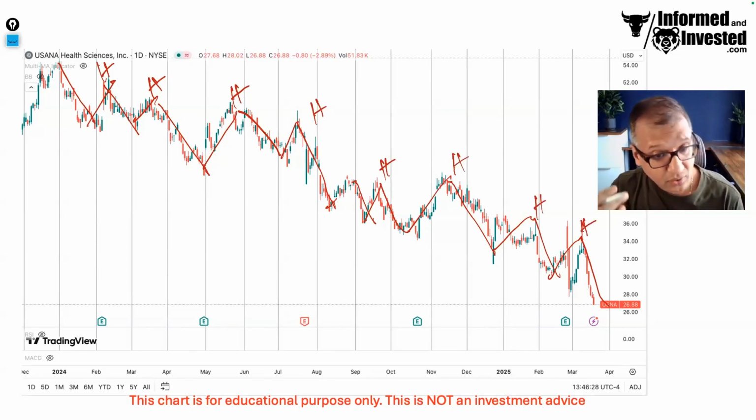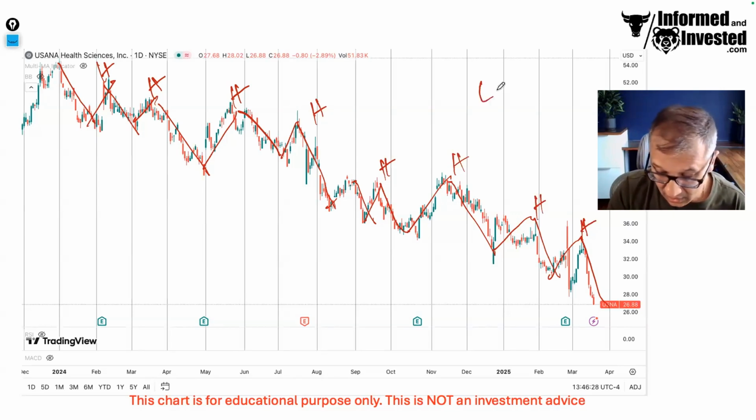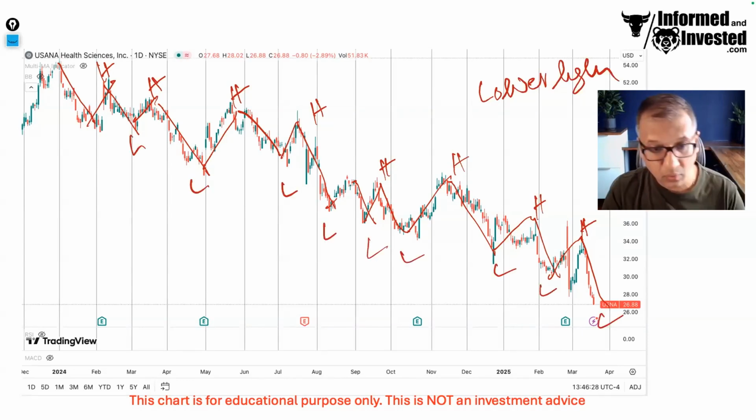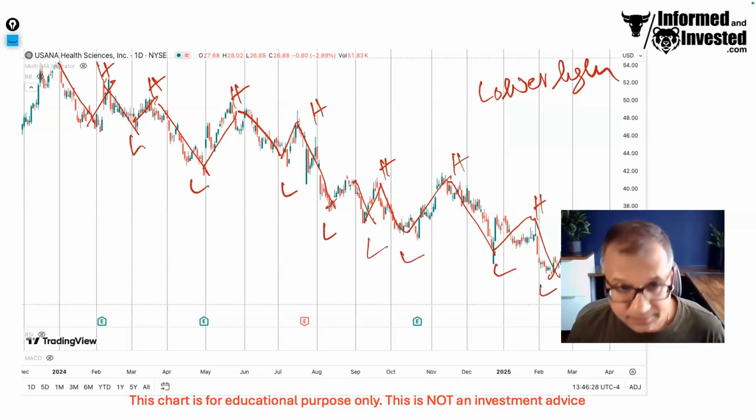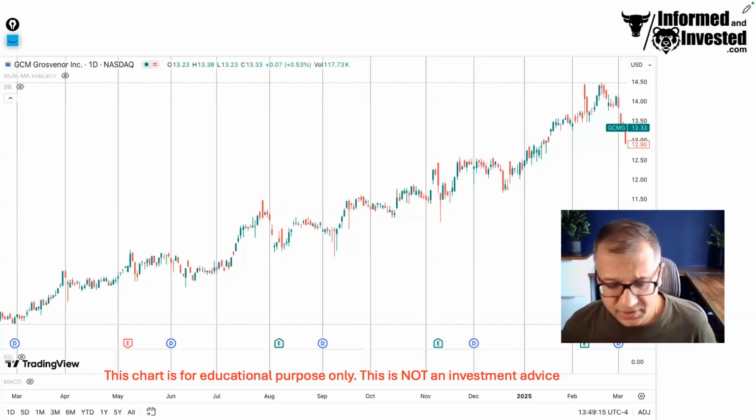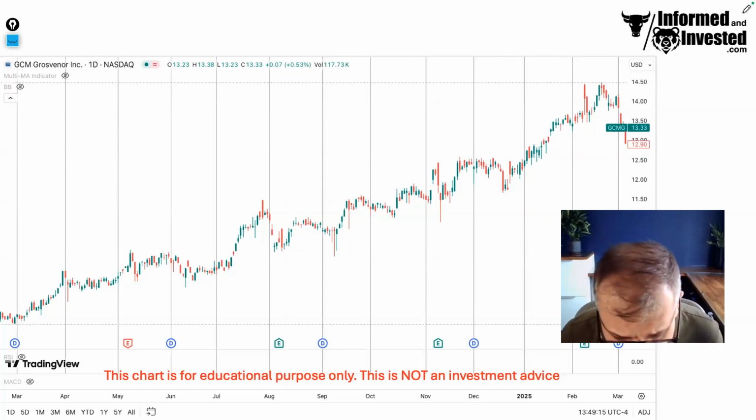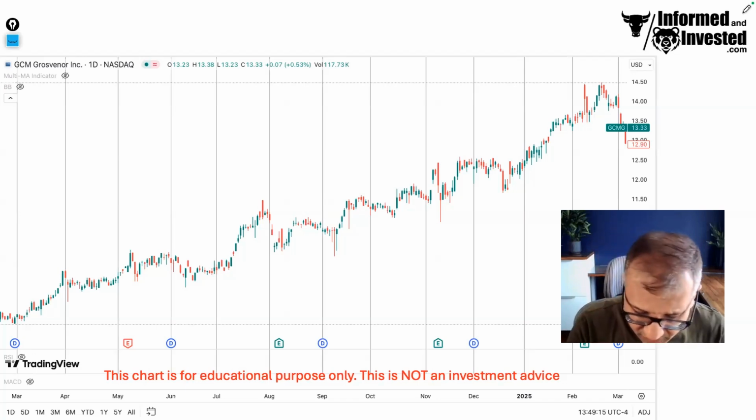Is it making higher highs or lower highs? In this case, it's lower highs. And it's also making lower lows. So overall, it's a downtrend. Carrying on. Here is a chart of something that's going up. So this is the GSM, Grosvenor, whatever the stock is. Again, I don't know the stock. It's not a recommendation. We're just doing this for technical analysis purposes.